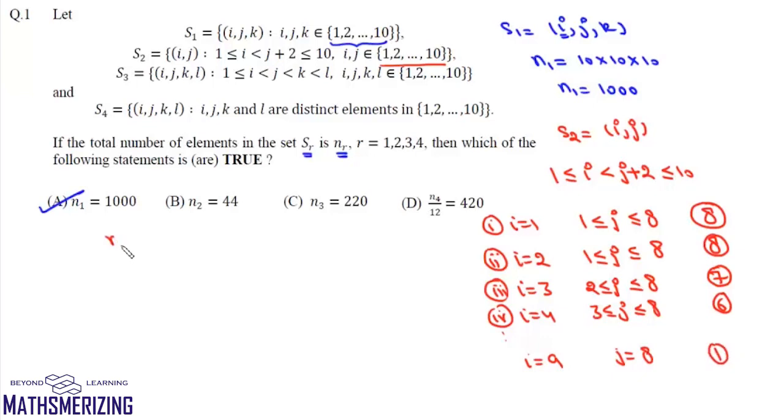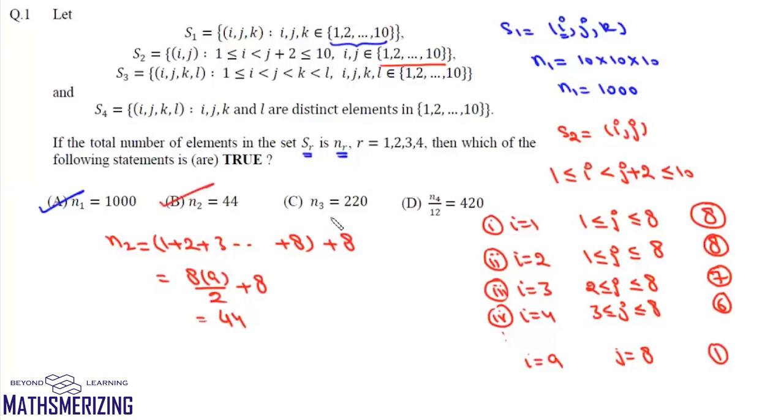So the number of elements in S2 will be 1 + 2 + 3 up to 8, plus 8, which is n(n+1)/2 + 8. Now this is 36. 36 plus 8 is 44. So the value of N2 is 44.